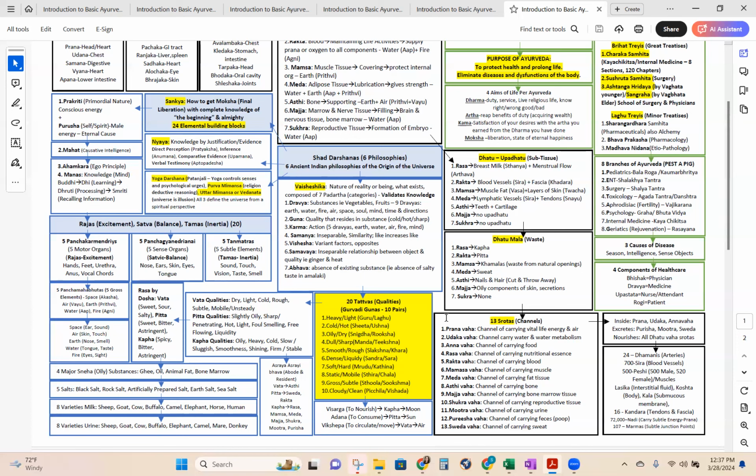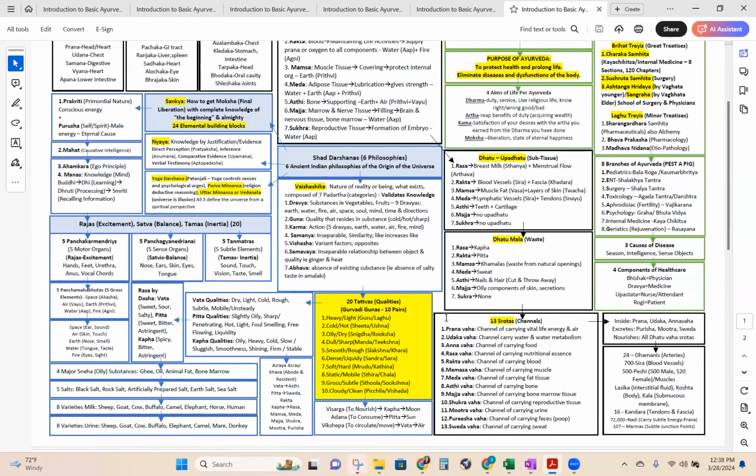And then the Yoga Darshana: yoga controls the senses and the psychological urges. We have Purva Mimamsa, which is a religion of deductive reasoning, and Uttara Mimamsa or Vedanta, which holds that the universe is an illusion. All three define the universe from a spiritual perspective.